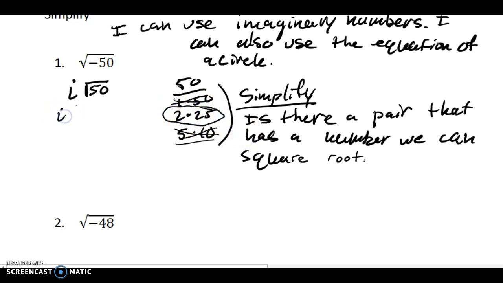So I'm going to write the number I can square root first, and the other number 2, because 2 times 25 is 50. Square root of 25 is 5, so we get 5i on the outside, root 2 on the inside. That's how we simplify our radicals, is what it's called, but we're dealing with imaginary numbers.